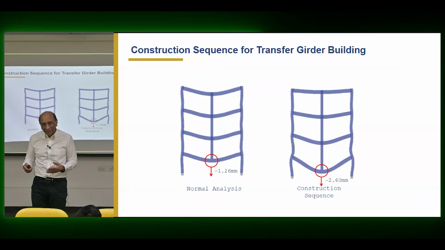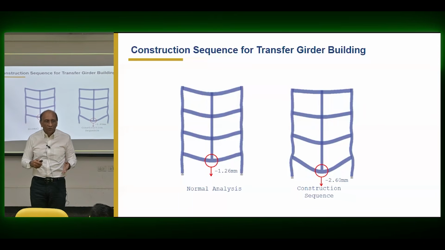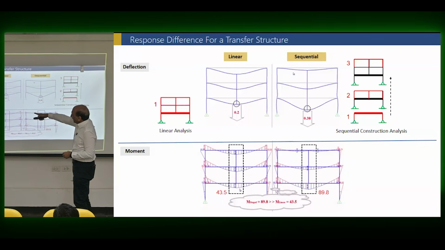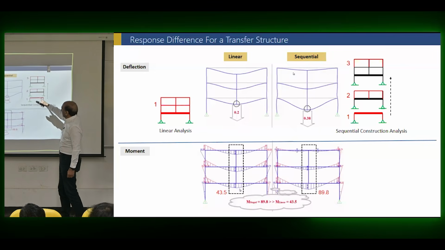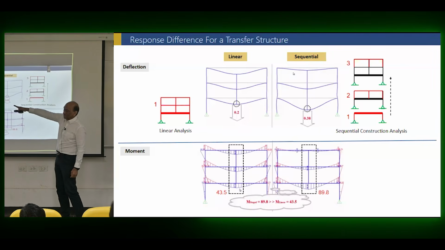So you cannot estimate, or you cannot guess, or you cannot assume that my deflection, when my correction will be this way or this way. It all depends on the type of construction that you're doing. And then you can now see linear analysis, just a small building, 2 floors over a transfer girder. And then this one, you got to make first, then you make on that, then you make on that. Very different from that situation.